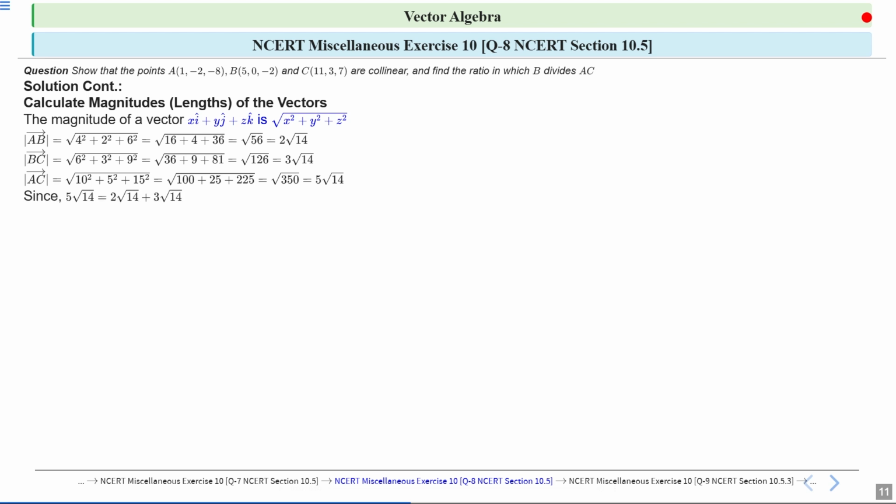Now since 5 root 14 is equal to 2 root 14 plus 3 root 14, hence we can say that magnitude of AC vector is equal to magnitude of AB vector plus magnitude of BC vector. Hence the points A, B and C are collinear. Got it? Clear?